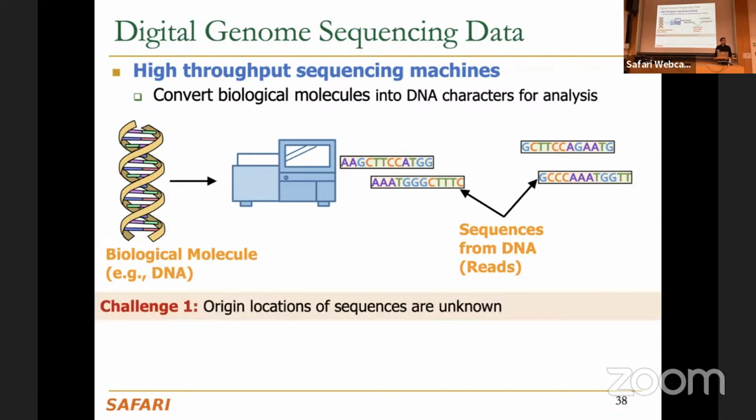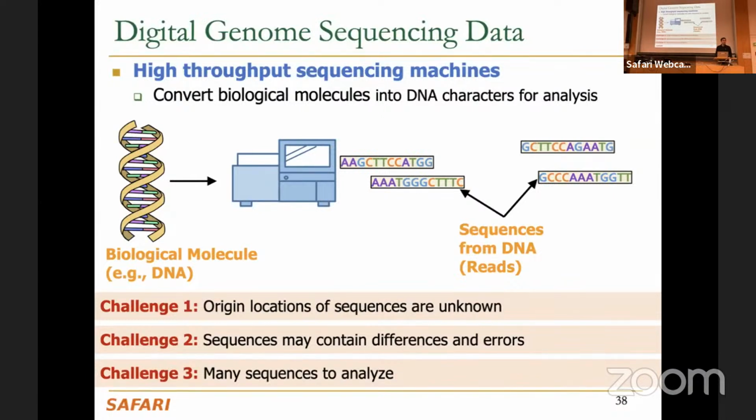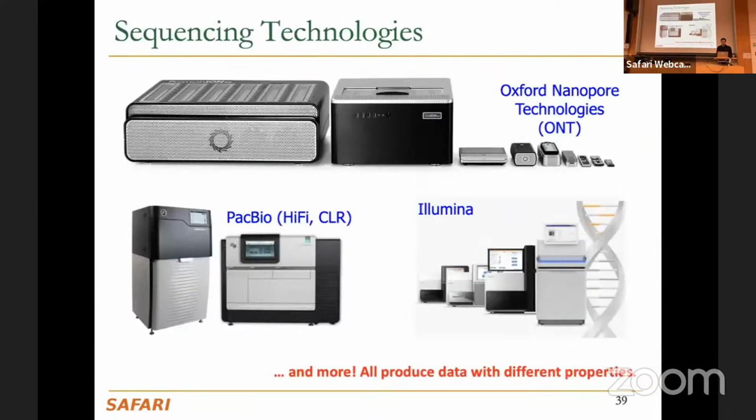There are certain challenges to this data analysis. One challenge is that once we convert this into digital form, their origins are lost, so we don't know where they are coming from in your genome. The second challenge is that these sequences may contain variations or errors, so you need to deal with them. The third challenge is that there is a large volume of this data that we need to analyze and compare against a large space of the reference genome.